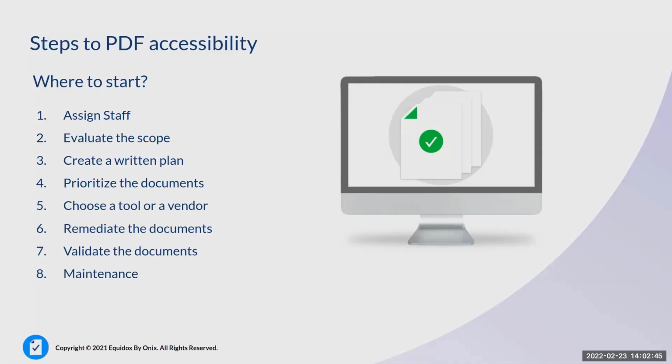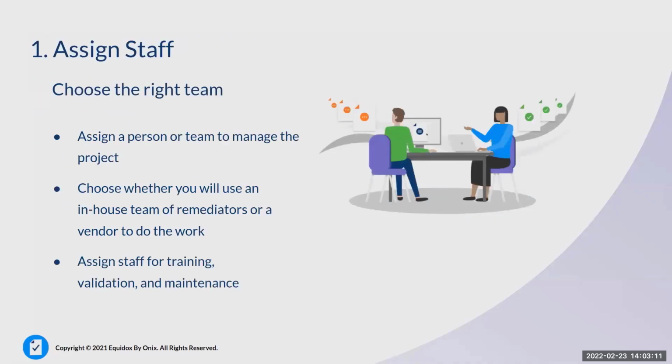So the first step would be to assign the staff. The second step would be evaluate the scope. The third would be create a written plan. Fourth, prioritize the documents. Fifth, choose a tool or a vendor. Sixth, remediate the documents. Seventh, validate the documents. And eighth is maintenance. So we're going to take a deeper dive into each of these eight topics on the next slides.